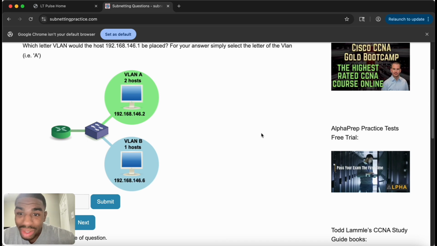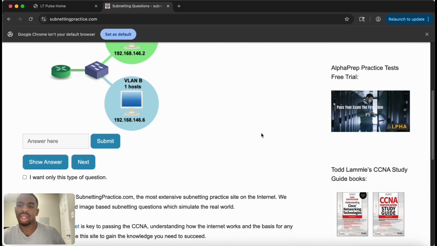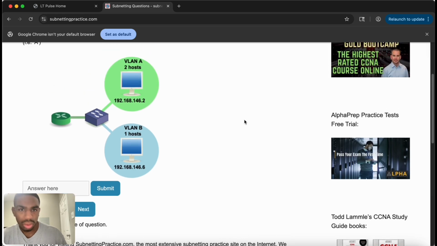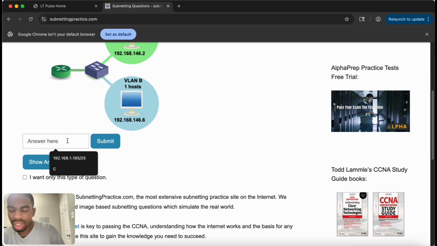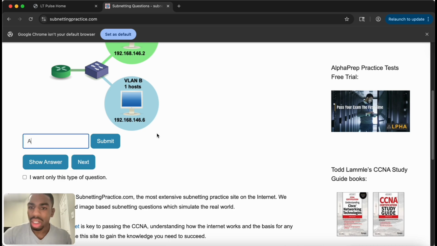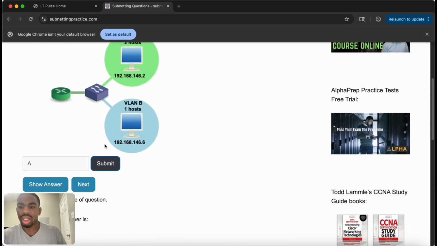Well, it's looking like VLAN 2 because, hold on, the 146, that's 6. Yeah, I mean, VLAN 1. I'm pretty sure it's VLAN 1. Why would it be VLAN B? They only have 1 usable host. That's the network address, that's what they're starting with. A, okay. Next.